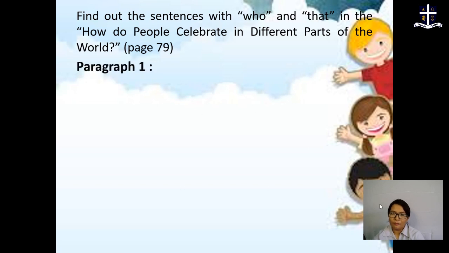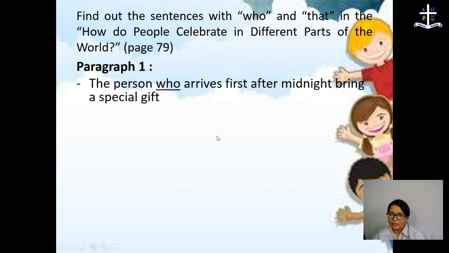Okay. In paragraph 1, the first sentence is, the person who arrives first after midnight brings special gift. So look at this one, the subject. Is this a person or a thing? Ini orang atau benda? What do you think? Okay, say this is a person. So you have to use what here? Who. Yeah. That's why you use who here.